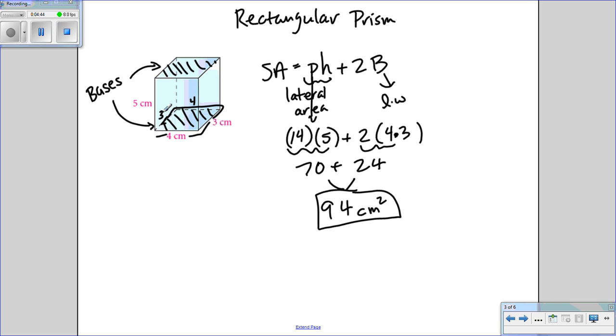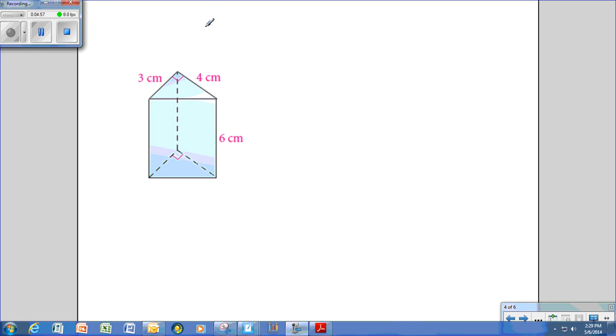Another way you can do this is to find the area of each individual face and then add them all together. That's sometimes easier for rectangular prisms, but we're going to stick with our formula for now. Let's move ahead.